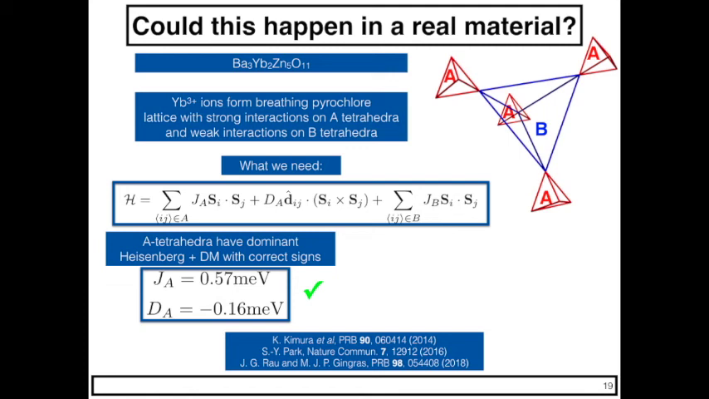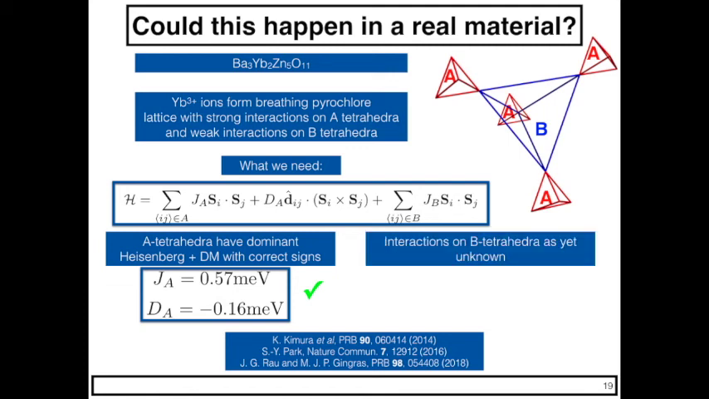What's missing is that we don't know what the interactions on the B tetrahedra are like, although they seem to be very weak. But if there are interactions on the B tetrahedra, and if they are dominated by antiferromagnetic Heisenberg exchange, then we'd have everything necessary to realise a rank-2 Coulomb phase. This gives us some encouragement that the rank-2 Coulomb phase could be realised, possibly in this material, or perhaps more likely in closely related materials belonging to the same family.